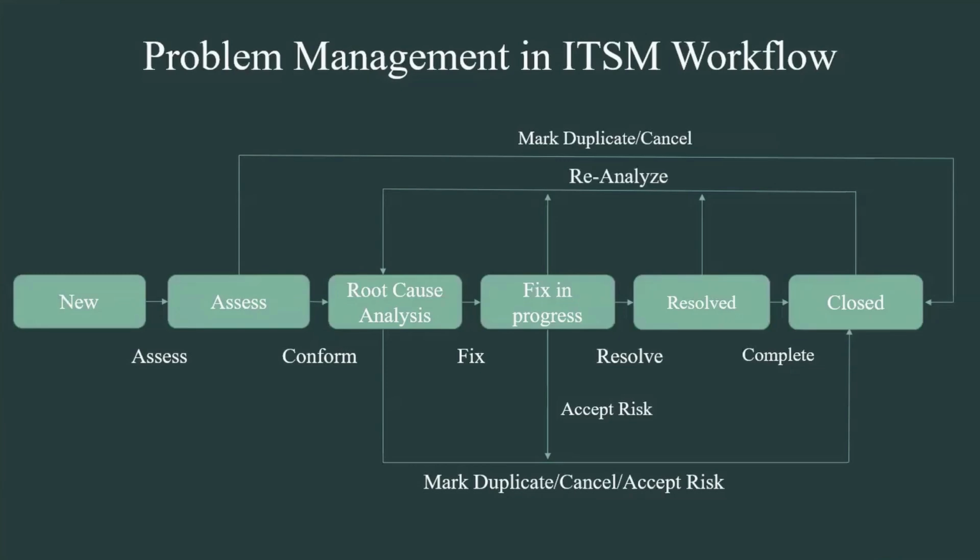Once the root cause is identified, we move to fix in progress. In this stage, the team starts working on the solution, like applying a patch or fixing code. Then comes resolve. This means the issue has been fixed and it is no longer happening. Finally, we have closed. After verification and documentation, the problem is officially closed. Now, sometimes the issue may come again. In that case, go for reanalyze, which means we revisit the RCA or fix again.